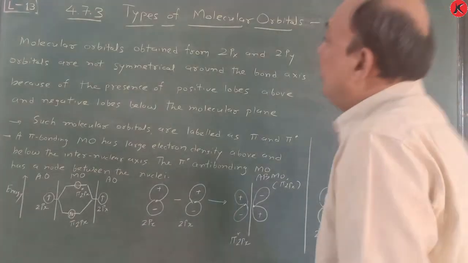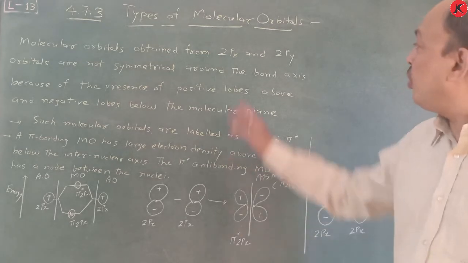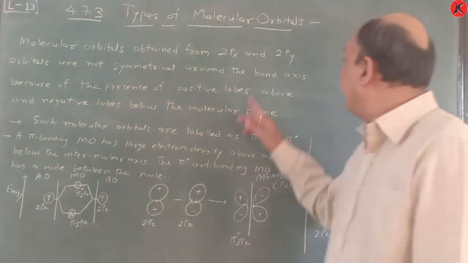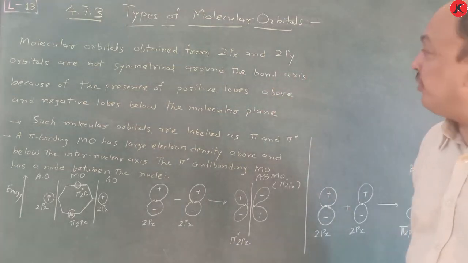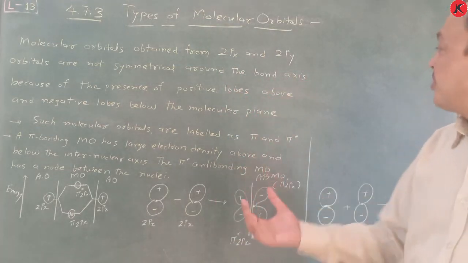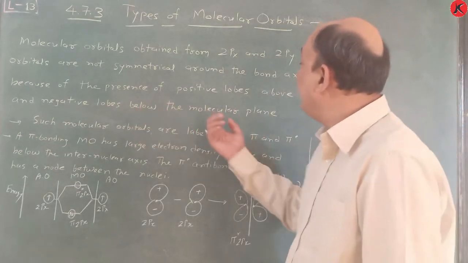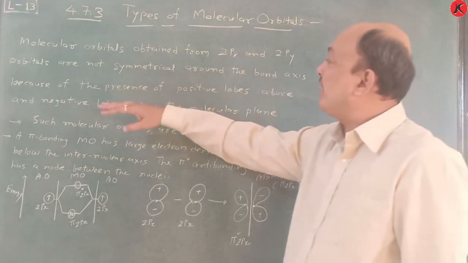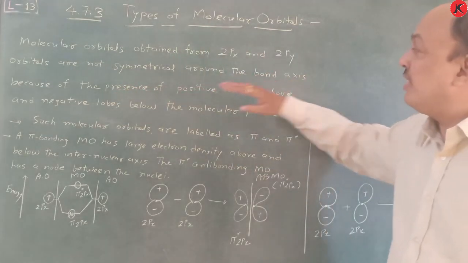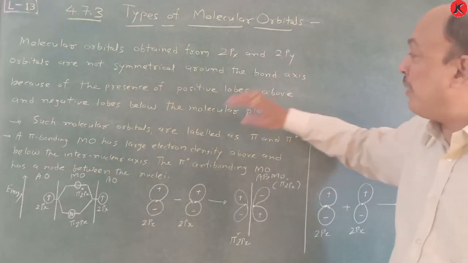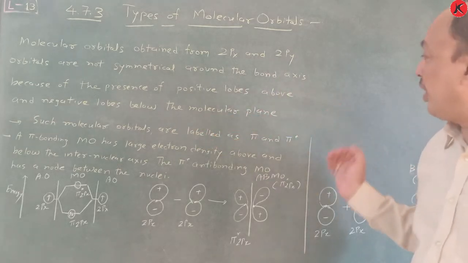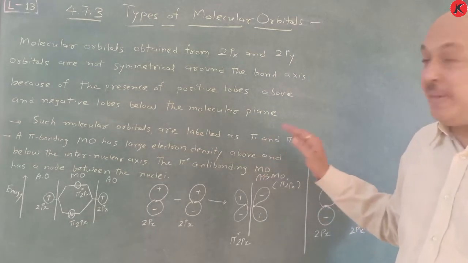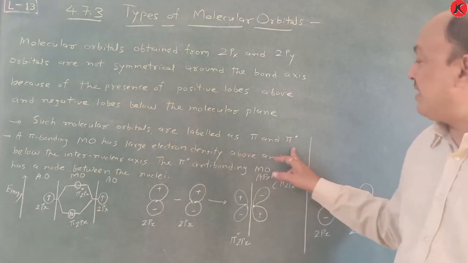Now here, molecular orbitals obtained from 2px and 2py orbitals are not symmetrical around the bond axis because of the presence of positive lobes above and negative lobes below the molecular plane. Okay, this is very easy. Such molecular orbitals are labeled as pi and pi star. Remember, pi and pi star.